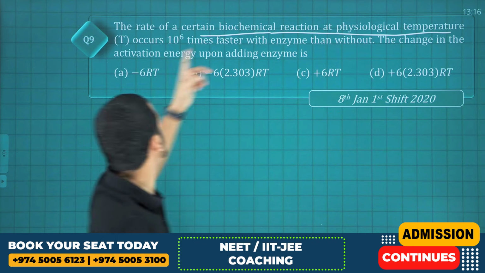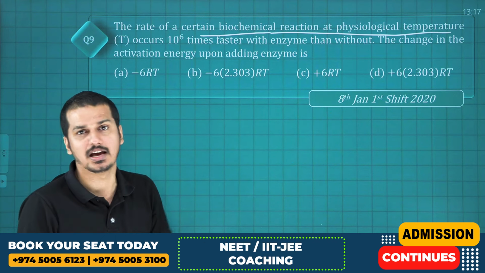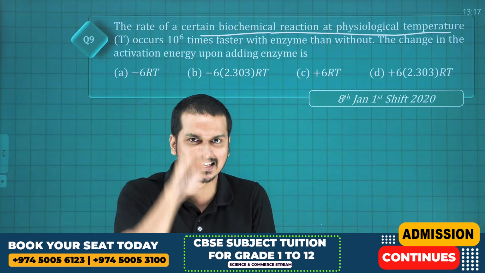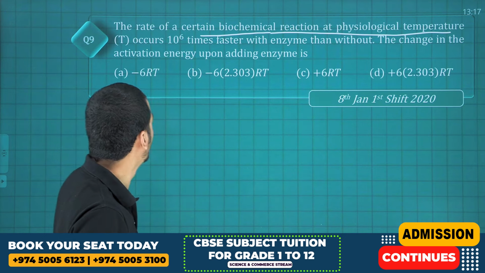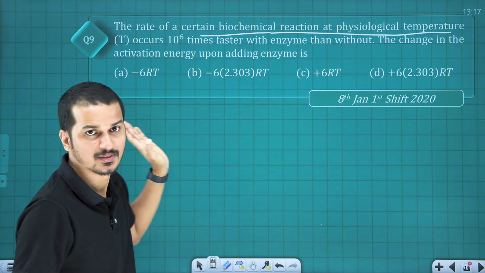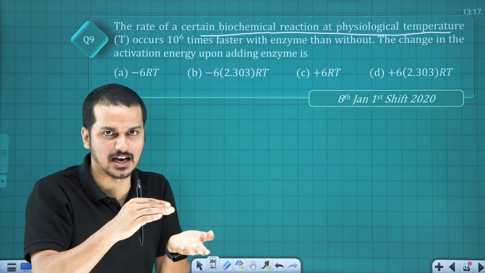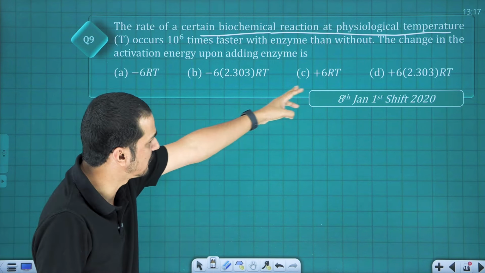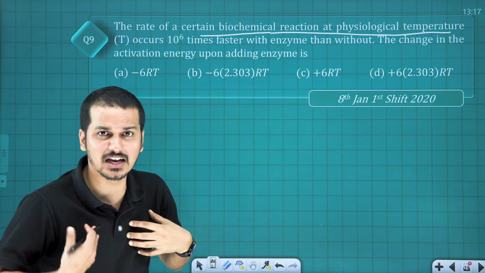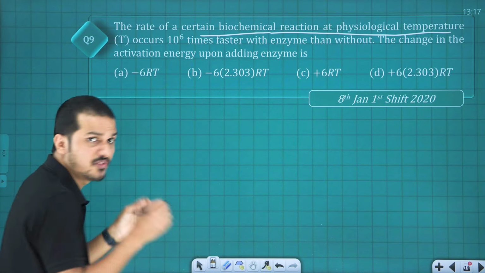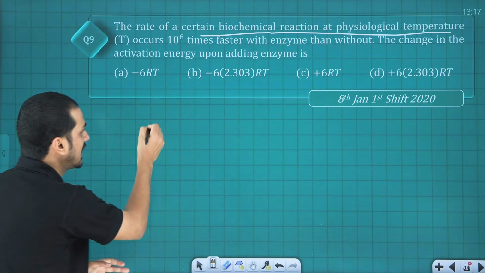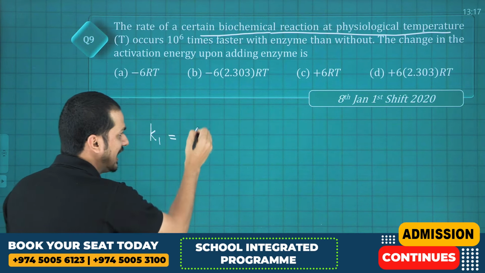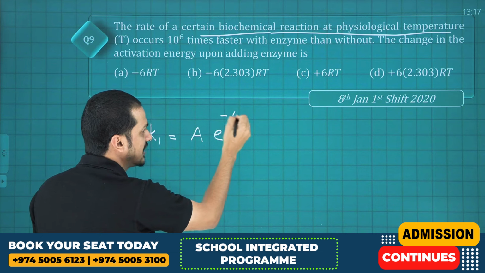Then the change in the activation energy upon adding the enzyme is asked. Whenever you add the enzyme, the reaction becomes faster, which means the activation energy is decreasing. So the answer will be negative, only option A or B. That idea you can keep in mind. At that time itself you can remove C and D. Now we can think about it like this. Without a catalyst, the rate constant K1 equal to A e raised to minus EA by RT.